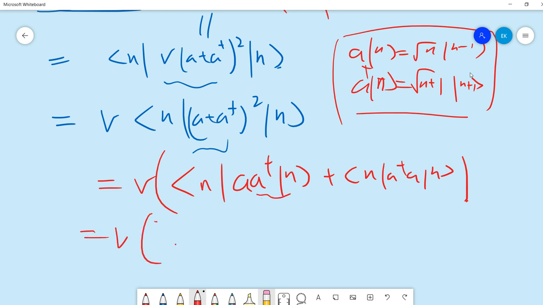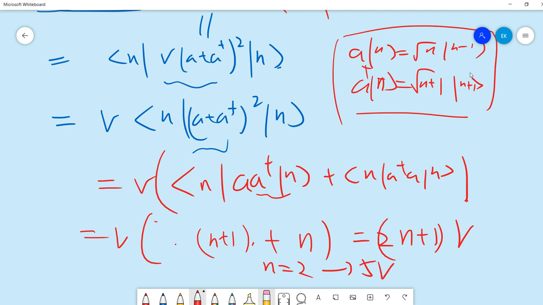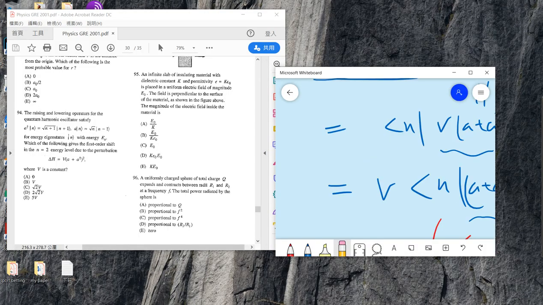Okay, so this is a dagger n, so it's square root of n plus 1. So you get a, so you have square root of n plus 1, right? So you get a is square root of n plus 1. Then I guess this is n. So you have 2n plus 1 times v. So n is 2. The answer is 5v. 5v. Okay, the answer is E.